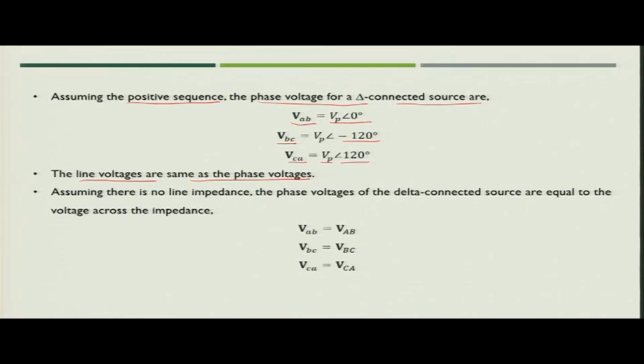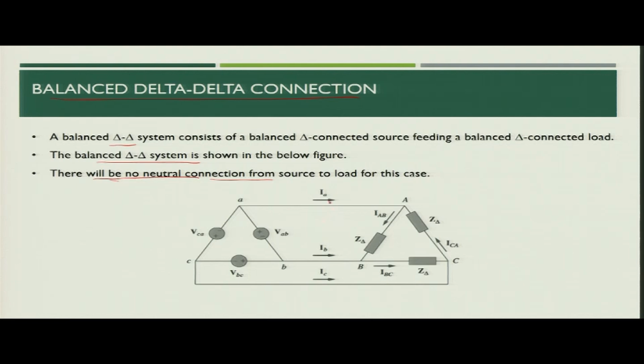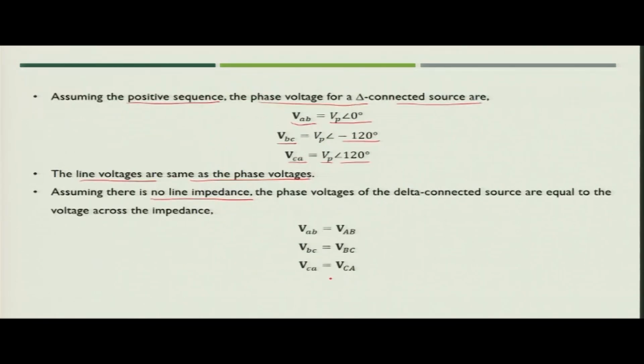Now, since the line voltages are same as the phase voltages in case of delta connection, delta connected source as well as load, if we assume there is no line impedance, means the transmission line is lossless, then the phase voltage of the delta connected source will be equal to the voltage across the impedance. So, in that case V small ab will be equal to V capital AB, that is source phase or line voltage equal to load phase or line voltage. V small bc will be equal to V capital BC, V small ca will be equal to V capital CA.